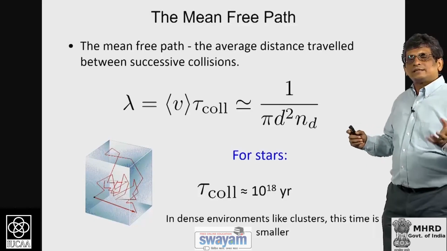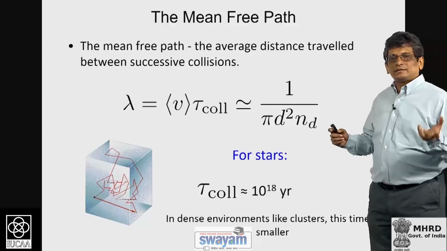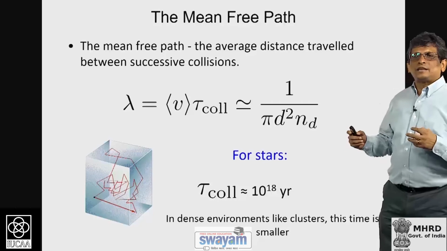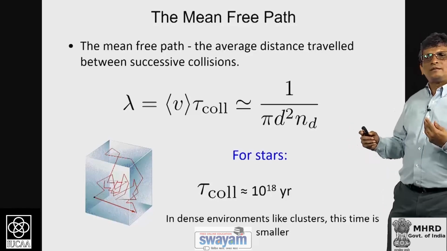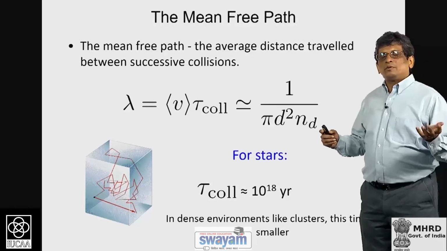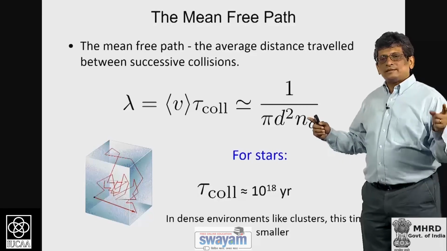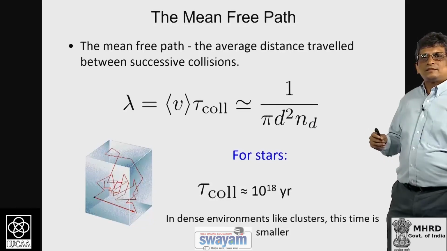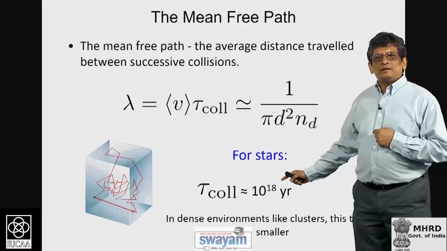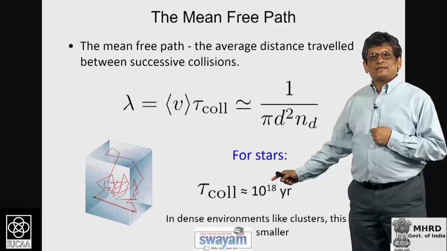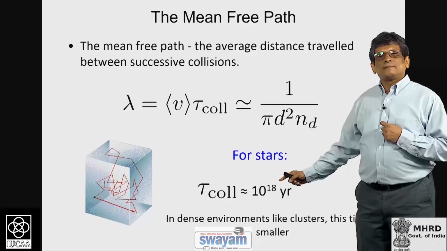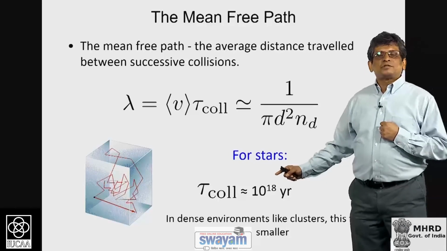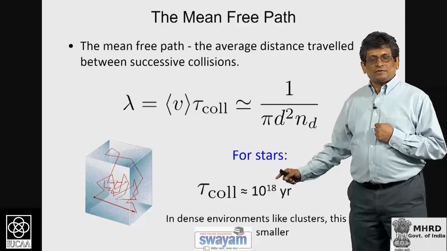We can take the size of our sun to be a typical star and a typical density of stars as we see in the neighborhood of the sun, which would be 1 per cubic parsec, because I said that the mean distance between stars is about a parsec, and then this collisional time comes out to be about 10 to the power 18 years. That means for a typical star, the time between collisions is much, much, much larger than the age of the universe.